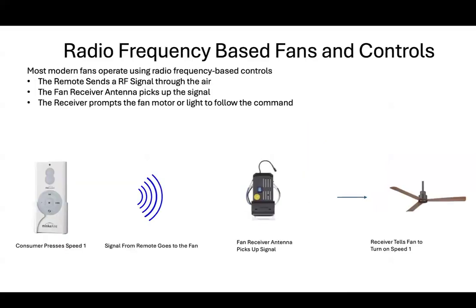Radio frequency-based controls. Okay, so what are RF or radio frequency-based controls? Here's a simple flowchart. Let's say you're controlling your light wave fan, which uses an RCS 213 RF control. You press speed 1 on the remote, and a radio frequency signal is emitted from the remote through the air. The receiver in the fan picks up that signal, interprets it, and then tells the fan to turn on to speed 1. This is a very simple explanation, and we won't go into the specifics of radio frequency.